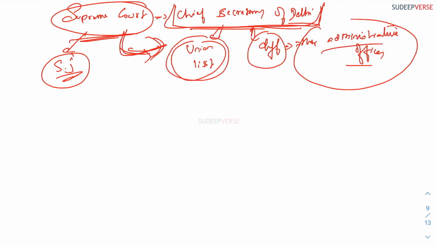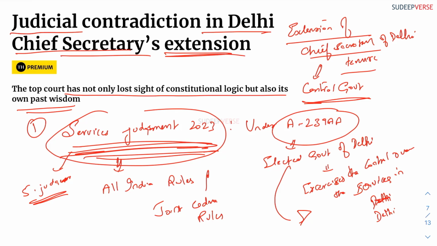So there can be chances of extension of tenure without consulting the elected government of Delhi. This is what the Supreme Court has told. Now this is where the complication is. So this is what the author is talking about. Now the court is still looking into the issue on the amendment of the Government of National Capital Territory of Delhi Act 2023. So we will keep updating on what will happen, but this is the story up to this point. This is where the author says: judicial contradiction in Delhi, Chief Secretary's extension.